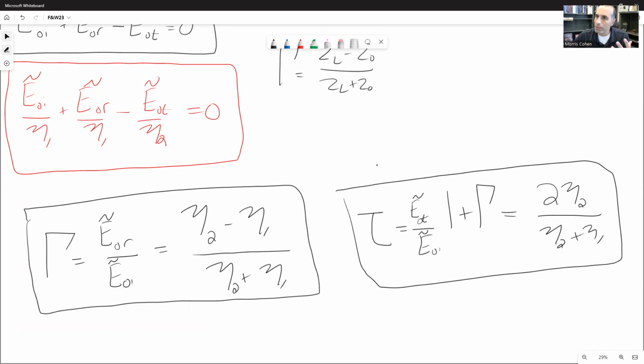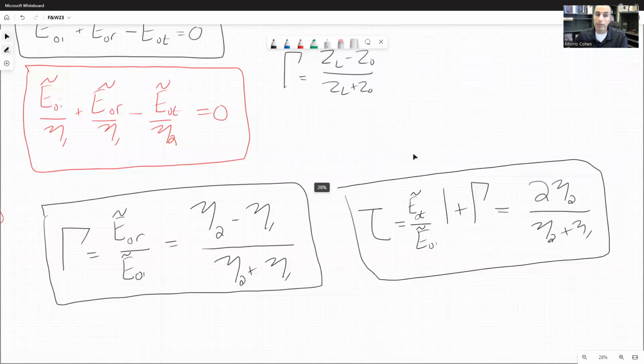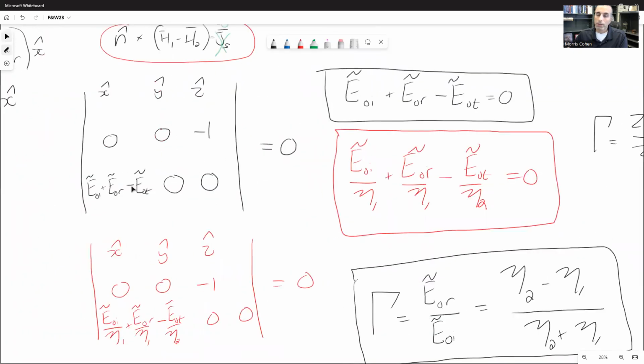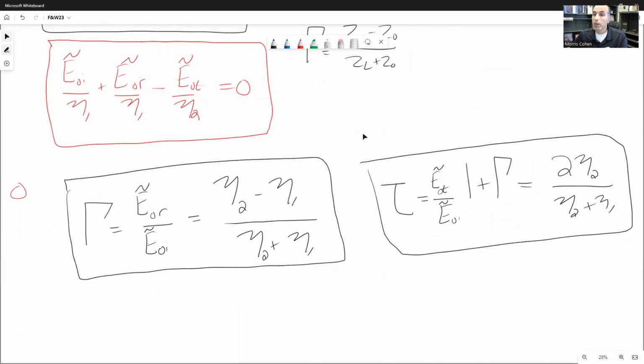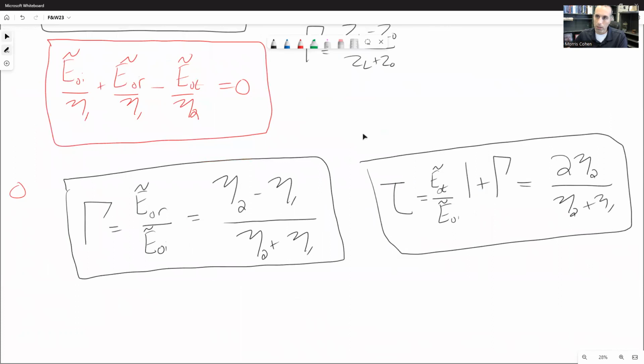All we're doing is replacing voltage with electric field and replacing currents with magnetic field. And all we had to do to come up with this was apply these boundary conditions directly, and we had a system of equations, 2 equations, 3 unknowns, and from that, we know that if we specify one of the 3, we can get the other 2 via these relationships here.